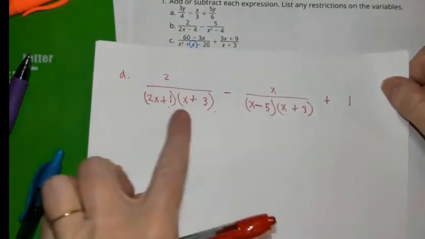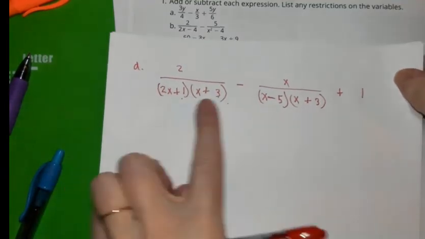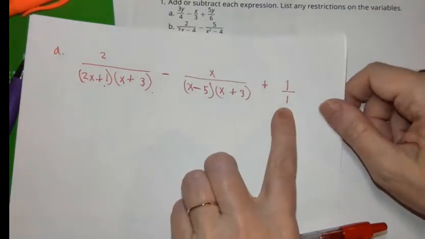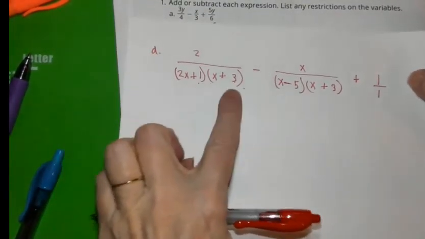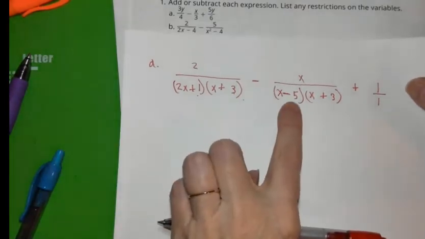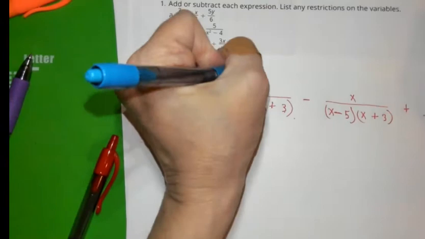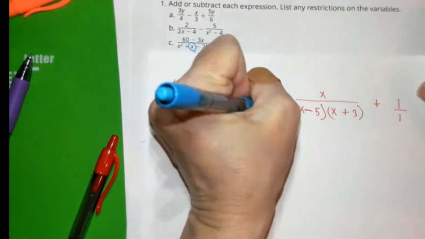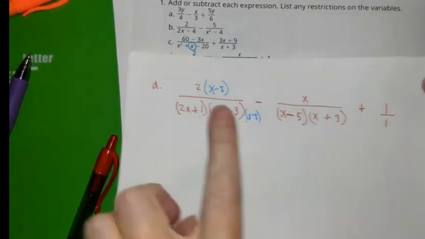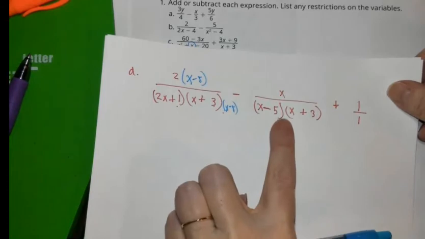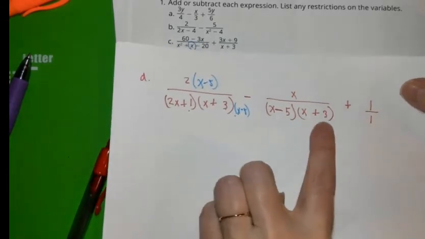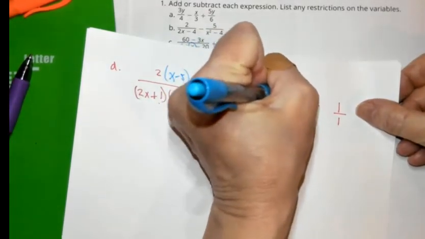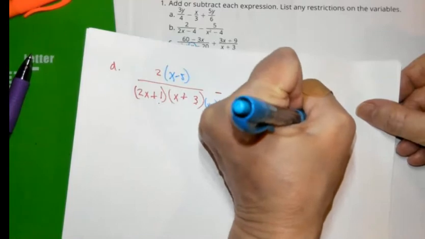Okay, now, notice none of the denominators are alike. This doesn't even have a denominator, so let's put it over 1 so that you'll at least have a fraction. So what I need for this first one is I'm missing the x minus 5. So I'm going to multiply this top by x minus 5 and the bottom by x minus 5. The middle one is missing the 2x plus 1. It has the x minus 5. It has the x plus 3. It needs a 2x plus 1. So we're going to multiply the top by 2x plus 1 and the bottom by 2x plus 1.